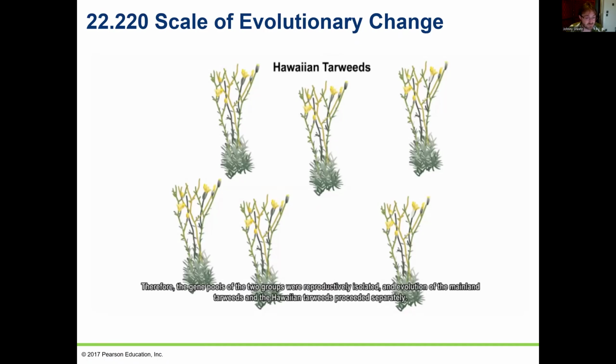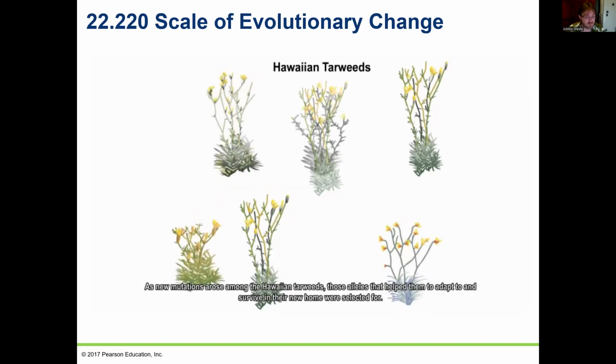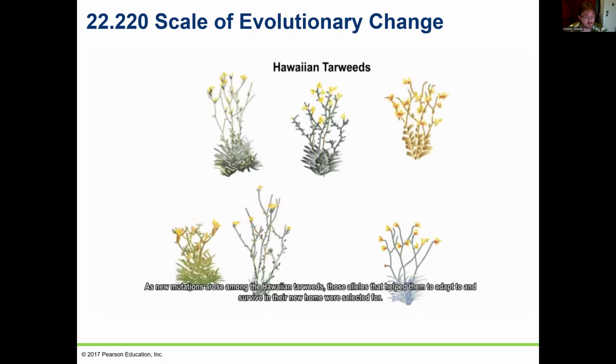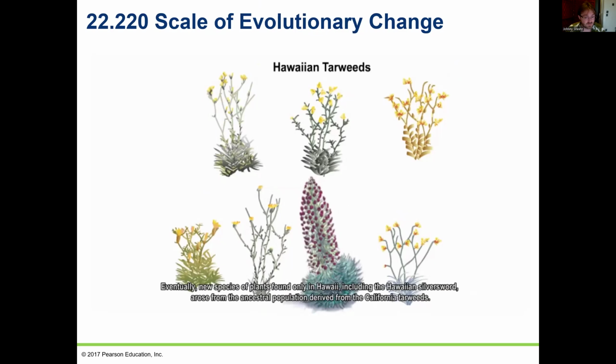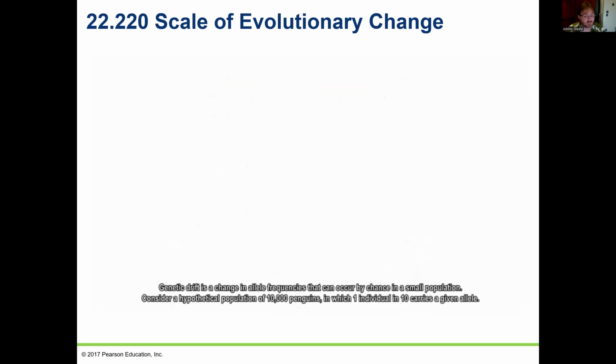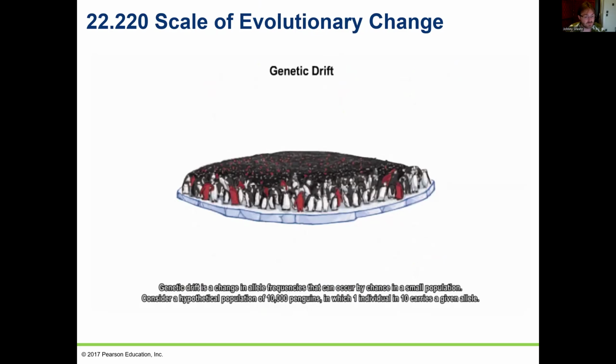Evolution of the native tarweed and Hawaiian tarweed proceeded separately. As new mutations arose among the Hawaiian tarweeds, those alleles that helped them to adapt to and survive in their new home were selected for. Eventually, new species of plants found only in Hawaii, including the Hawaiian silver sword, arose from the ancestral population derived from the California tarweed. Genetic drift is a change in allele frequencies that can occur by chance in a small population.